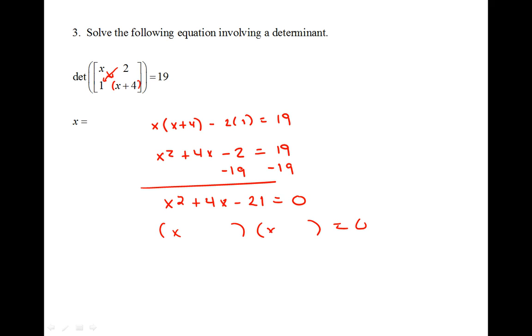x times x. 7 and 3, positive, negative. So x plus 7 equals 0, x minus 3 equals 0. So x equals negative 7, x equals 3.